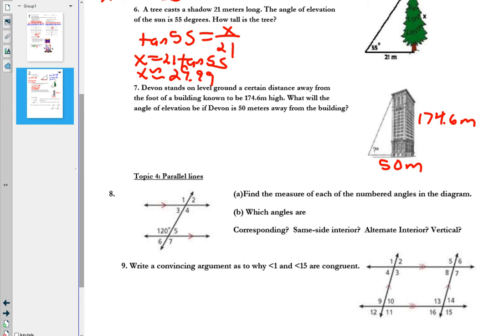I'll call it A for angle. So I think the angle of elevation is going to be inverse tangent of 174.6 divided by 50. It doesn't tell us what to round to, so what do we get? 74. Yeah, when it's that close, I'll just usually go to the nearest degree. I'll stretch it out to the ones place if it's somewhere closer to the middle, like a 0.4 or a 0.7, but it's something that close to 74.